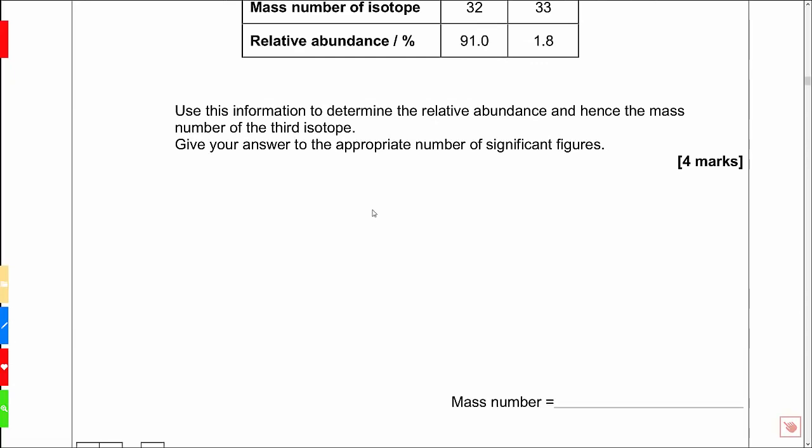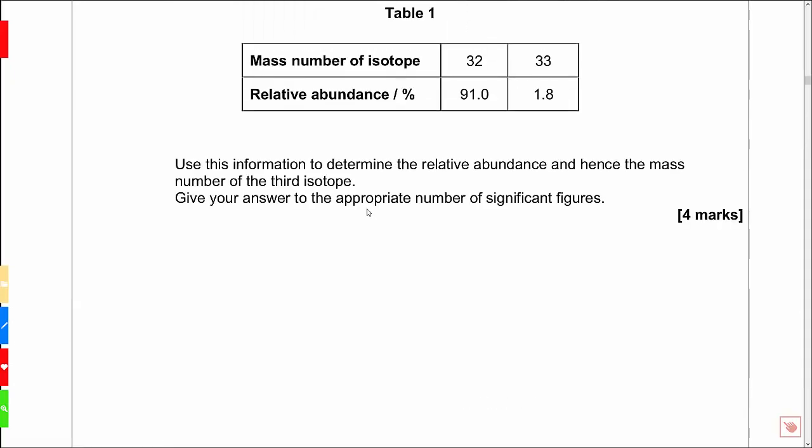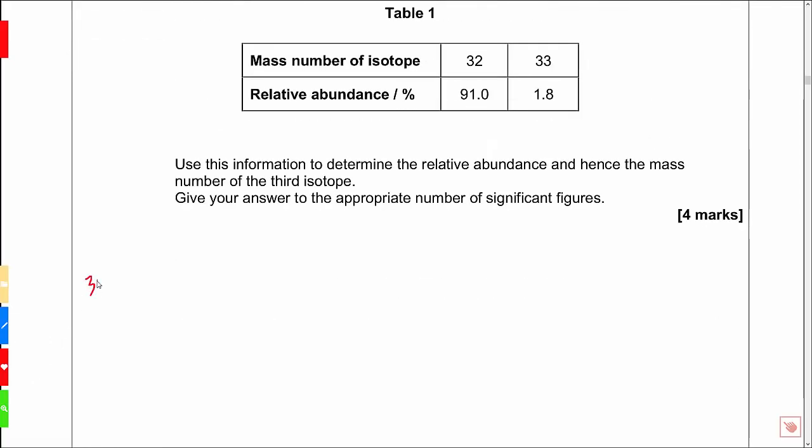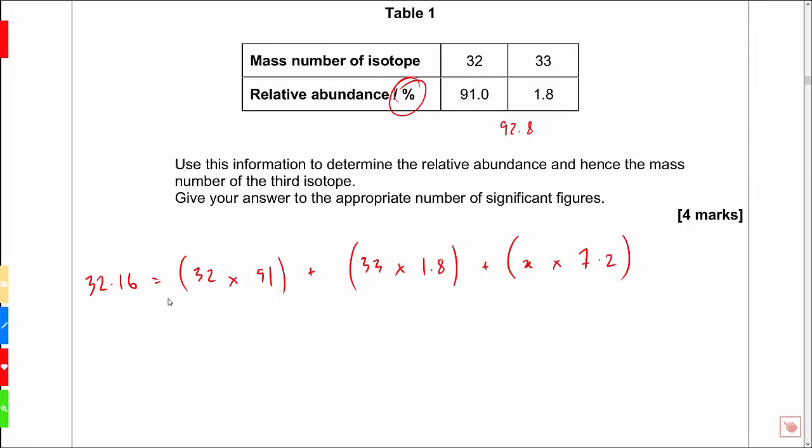So we know, as before, relative atomic mass is equal to our abundance times our isotopic mass. This time we have a relative atomic mass, so 32.16 is going to be equal to, make sure you get this the right way around as well, 32 times 91, add 33 times 1.8, and our final sample is going to be, we're going to call it X. They're a little bit more keen on algebra now. Now, because this is a percentage, we know this must total 100. So if this is 92.8, when we add these together, we know the other one must be 7.2.